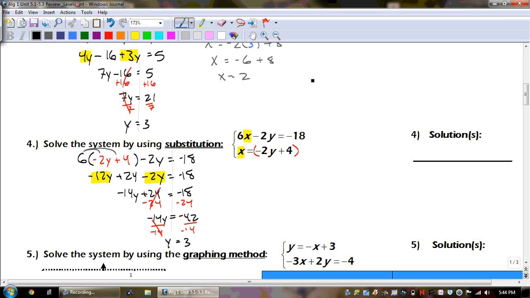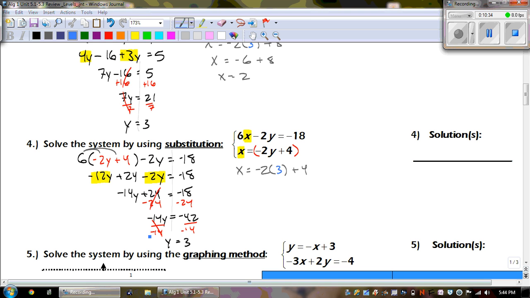Okay, so I want you to tell me what x is. What you're going to do is take the equation x equals negative 2y plus 4, and then plug in 3. So go ahead and pause the video, solve it, and then tell me what the solution is. Good luck. Okay, so when you finish solving for x, you should get that x equals negative 2. And remember that it's both the x and the y. It's an ordered pair. So that's where we get (-2, 3).